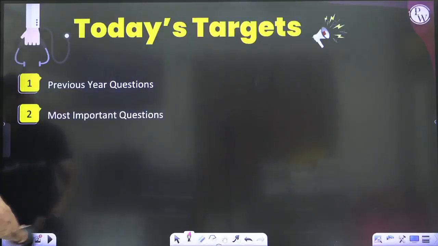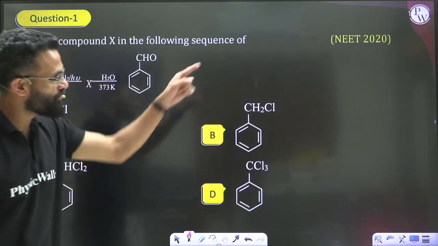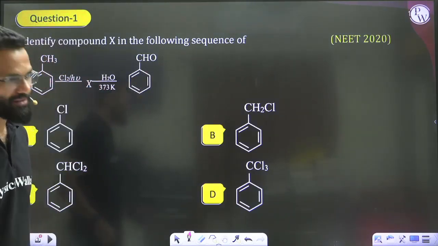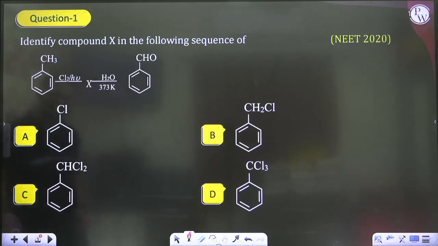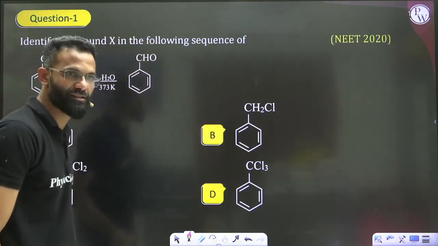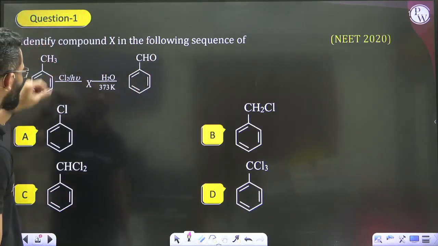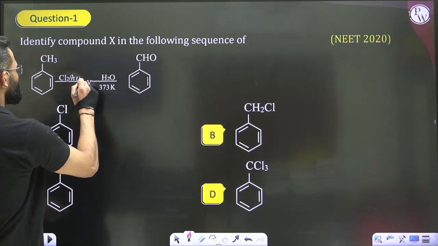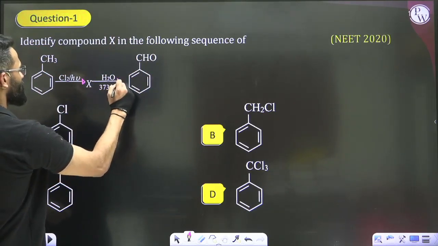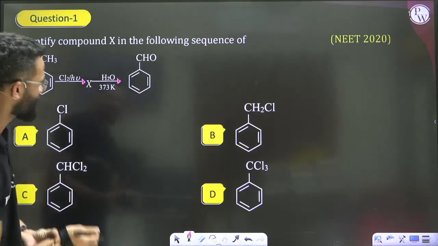So let's proceed with our today's first question right on your screen from NEET 2020. So guys, the question says, identify compound X in the following sequence. Well, if you observe, they have given toluene, and on the arrow the condition which they have mentioned is Cl2/Hν, which is producing compound X, which upon further hydrolysis produces benzaldehyde.